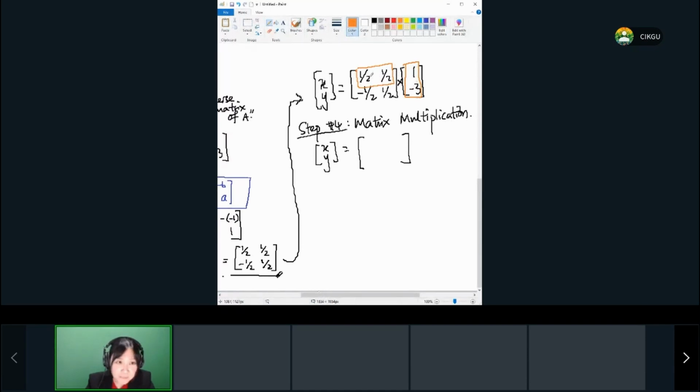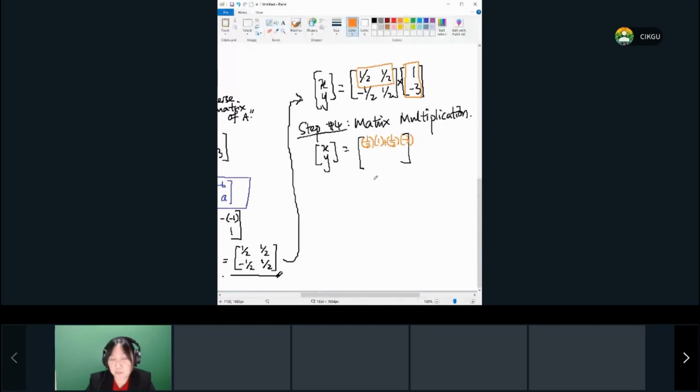So what I mean by that is, now we highlight already. This is the first row, and obviously there's only one column. So now you multiply one by one. Half times 1, I write here. And then the second one, half times negative 3. Like that. And then after you multiply, what do you do in the middle?